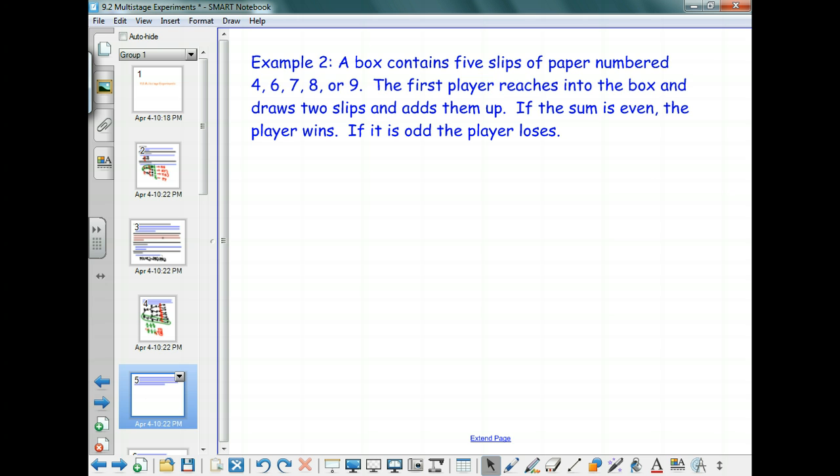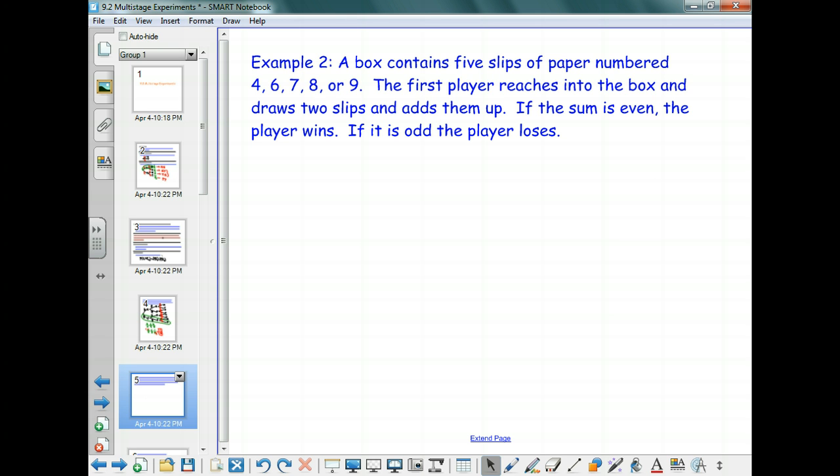All right, here's another example. We've got a box that contains 5 slips of paper, numbered 4, 6, 7, 8, or 9. The first player reaches into the box and draws 2 slips of paper and adds them up. If the sum is even, then they win. If the sum is odd, then they lose.